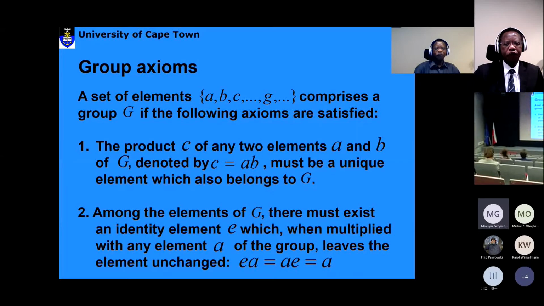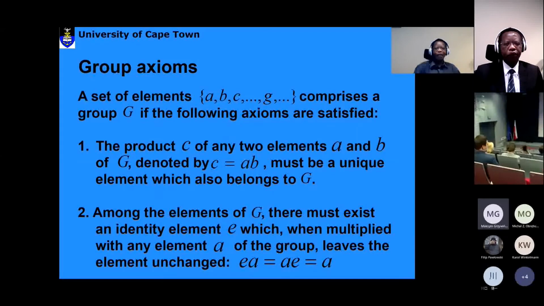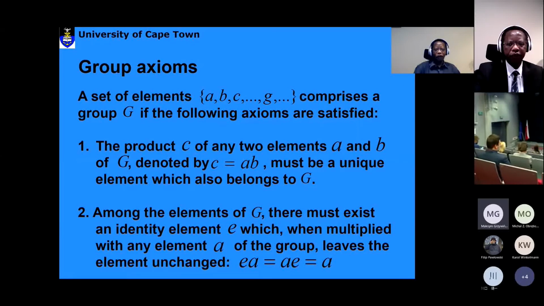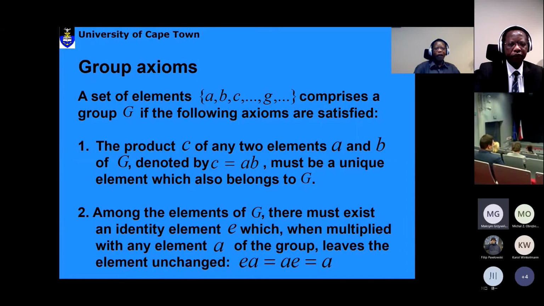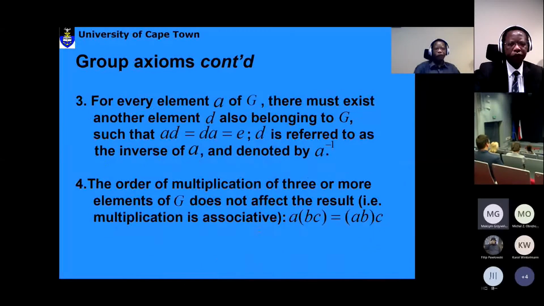Among the elements of G, there must exist an identity element E, which when multiplied by any element A of the group, leaves the element unchanged. That is, EA = AE = A.